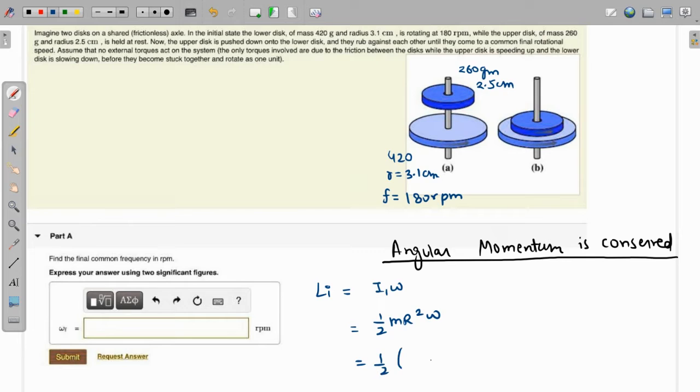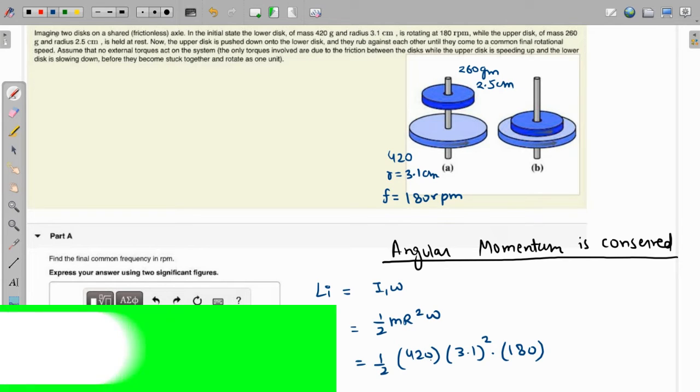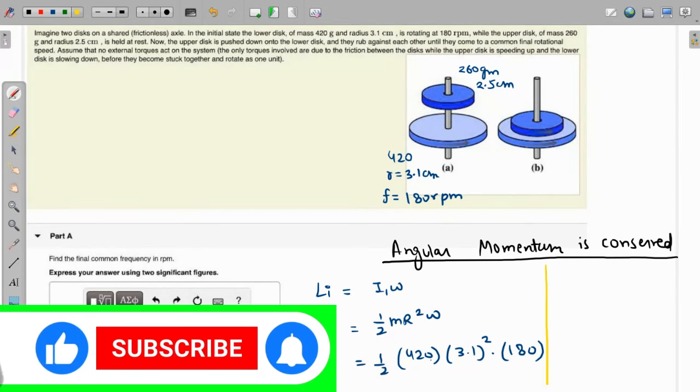That will be 1 over 2. Mass is 420. The radius is 3.1 whole square, and the omega is 180 rpm. So I'm not changing the units because even in the final momentum, I'm going to use grams and centimeters. So eventually that's going to balance out.